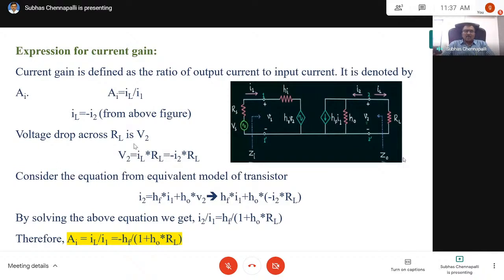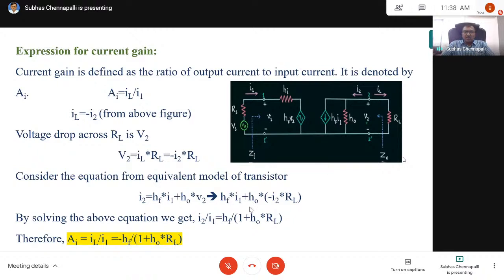So voltage drop across RL is V2. That is V2 is IL times RL, that is minus I2 RL. Then apply this; what I want is IL by I1. Okay. I2 is HF I1 plus H0 V2. That is equal to HF I1 plus H0 times minus I2 times RL. By solving the above equation, what you want is I2 by I1, plus IL is minus I2.